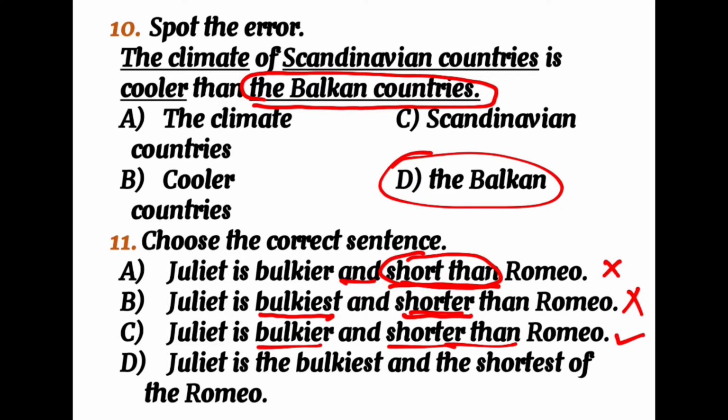Juliet is the bulkiest and the shortest of the Romeo. There are many problems here. First of all, if we use an article here, this is not the problem. This is correct, but there must be no article on the other side. Definite article must not be there. But then again, there's a problem that if we are comparing two nouns, we can't use superlative degree, so the degree itself is incorrect, right?